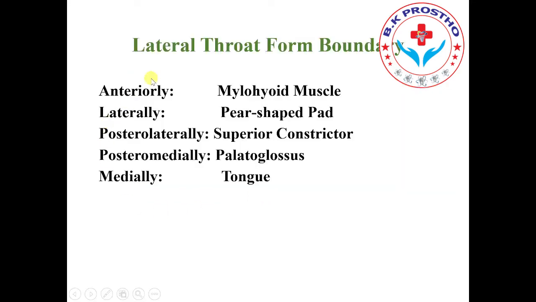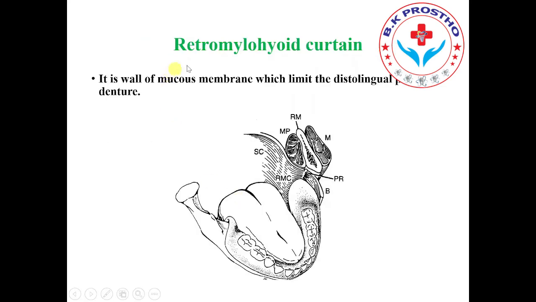The boundaries of the lateral throat form or distolingual pouch: anteriorly it is bounded by the mylohyoid muscles, laterally by means of the pear-shaped pad, posterolaterally by the superior constrictor muscles of the pharynx, posteromedially by the palatoglossus muscles, and medially by means of the tongue. So these are the boundaries of the distolingual pouch. The retromylohyoid curtain is a wall of mucous membrane which limits the extension of the distolingual part of the denture. So this is the retromylohyoid curtain.